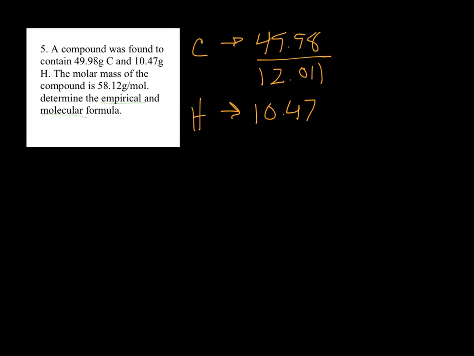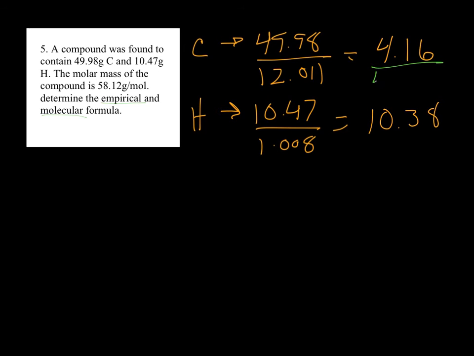So we have carbon, and it gave us a mass of 49.98. We're going to divide that by the mass on the periodic table. And hydrogen, and it gave us a mass of 10.47. We're going to divide that by its mass from the periodic table, and that gives us our answers of 4.16 for carbon and 10.38 for hydrogen. So now we're going to divide both of these by the one that's smaller, which is 4.16.